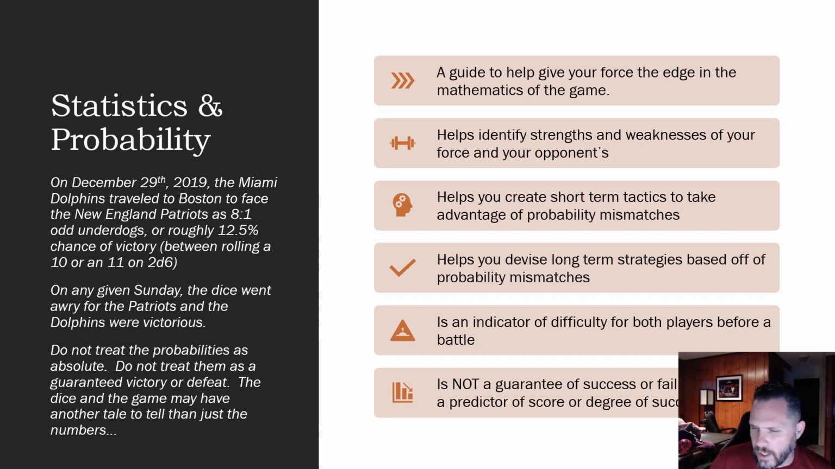Number five, it is an indicator of difficulty for both players before battle. If I'm going into a battle and I know that my force only scores 150 points on my little register, and I'm playing someone who scores 190 points on their register, I know that the game is going to be challenging for me. My opponent is not going to have to work as hard, and he can afford to make more mistakes than I can. That doesn't mean he's going to win. It means that I'm going into this knowing the difficulty of this game, and it's going to be a little bit more challenging.